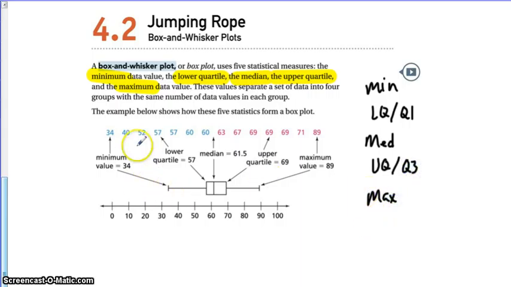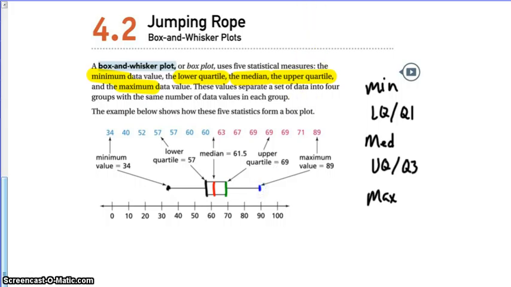Okay, now the minimum value is represented by this point, and sometimes there's a line and other times there can be a dot. Okay, the lower quartile would be here. The median is represented by this line. The upper quartile is this line, and then we have the maximum represented by this line here.